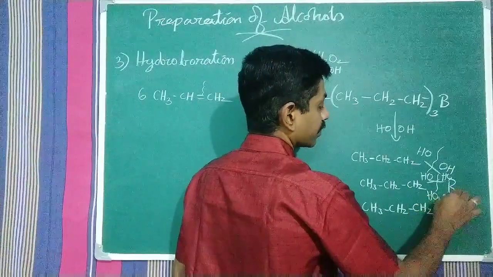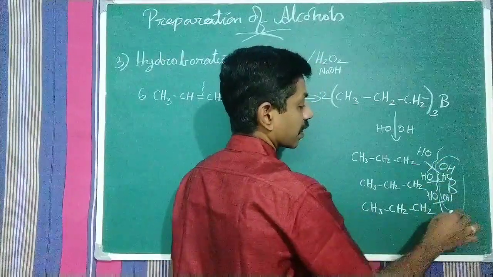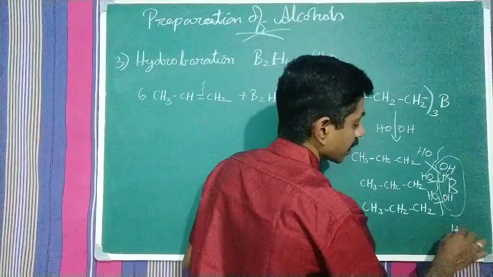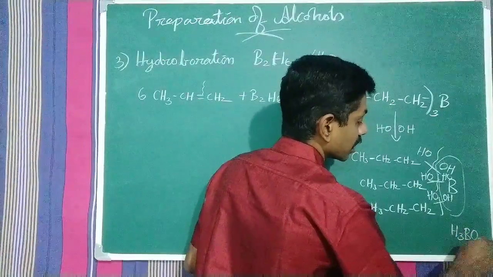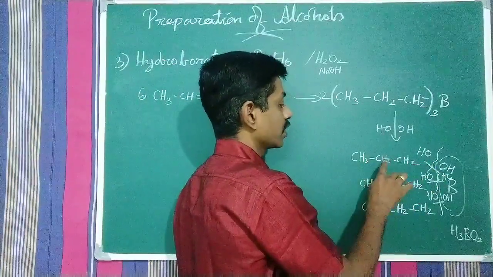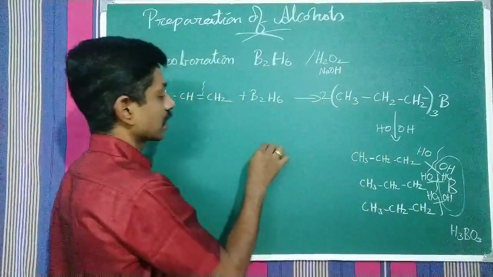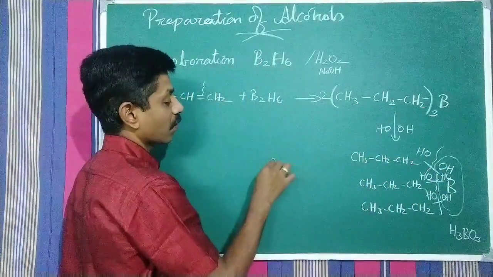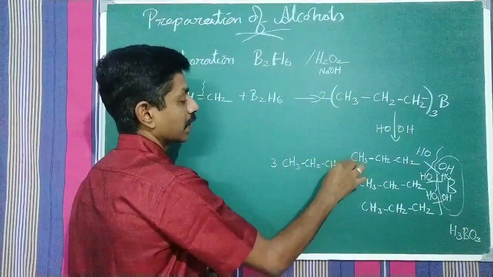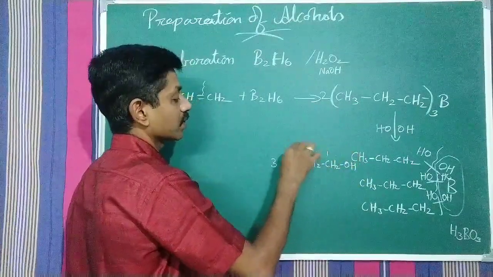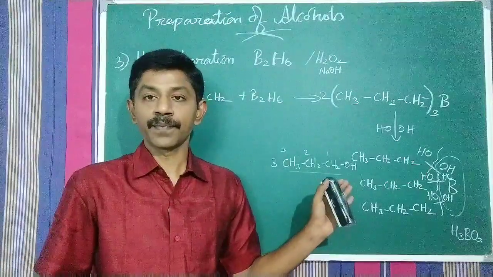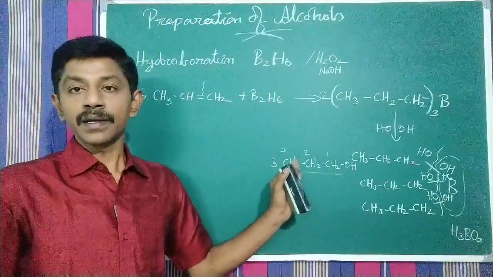And after adding, you see on the right-hand side 3 hydrogen, 1 boron and 3 oxygen. That is nothing but H3BO3, that is boric acid. And what is remaining? CH3, CH2, CH2OH. This is nothing but propyl alcohol, that is n-propyl alcohol, or we can call it 1-propanol, which is the final product formed. So this way we can prepare alcohols.